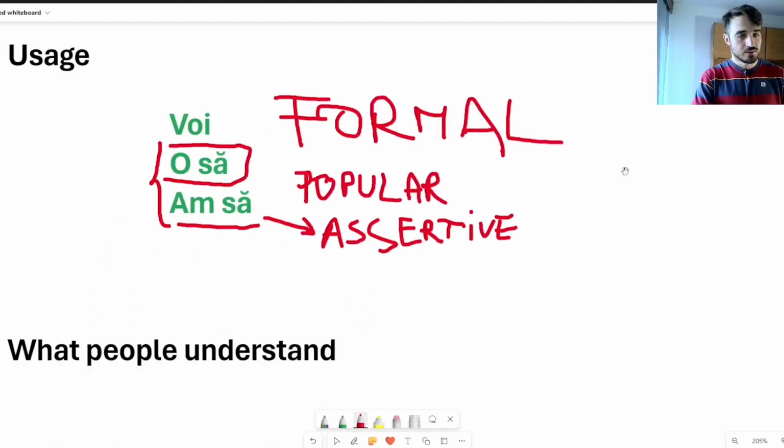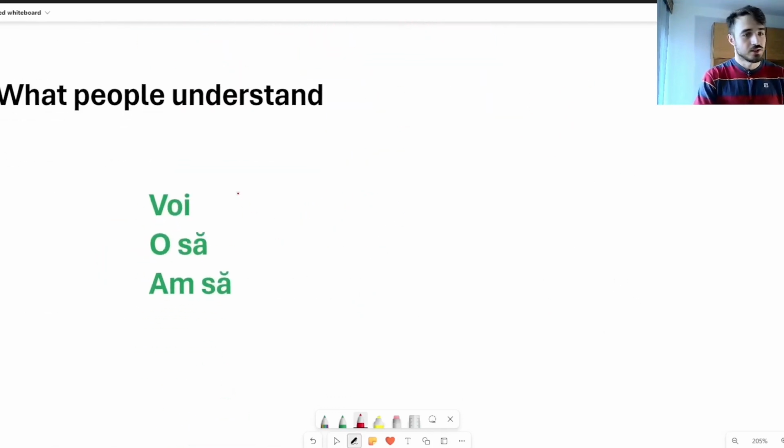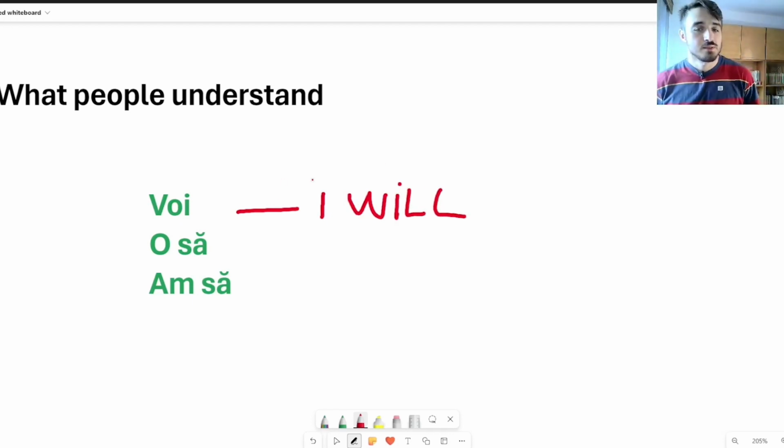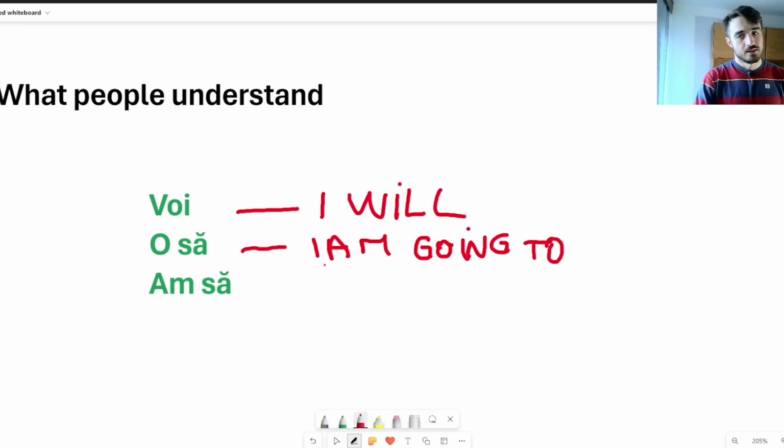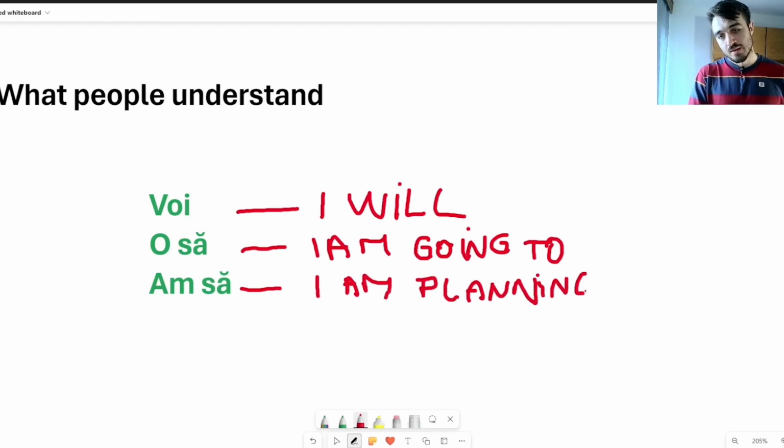Now, finally, we're moving to what people understand. So this is quite interesting as well. The voi is like the English I will. I'm talking here about the first person just because it's easier. So it's similar to I will. The os is a bit more similar to I am going to. And the am să is a bit closer to I am planning to. I haven't done this writing on the whiteboard in a while, so excuse me for that.